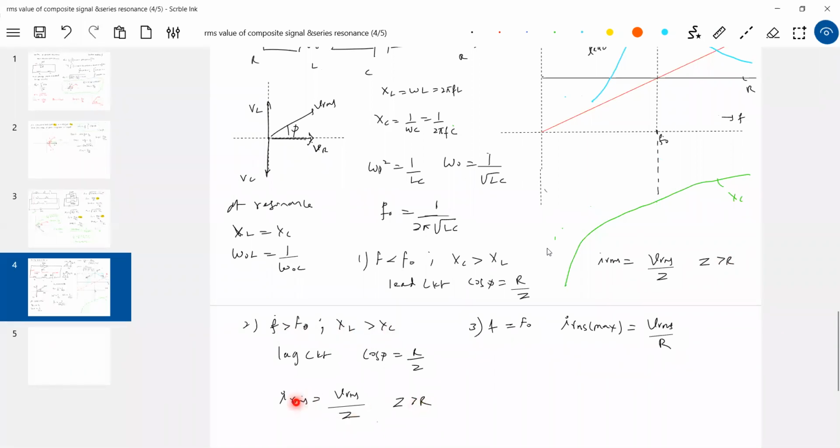So compare this value, IRMS and IRMS max. Definitely, when the impedance is least, I'll get the current at resonance only as maximum. So altogether, if maximum current flows, who will dissipate power? Only the resistor, no? So therefore, the source will deliver maximum power to the circuit at resonance. That's the basic idea of this one.